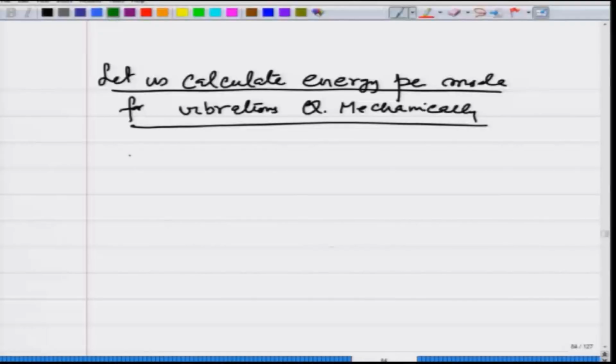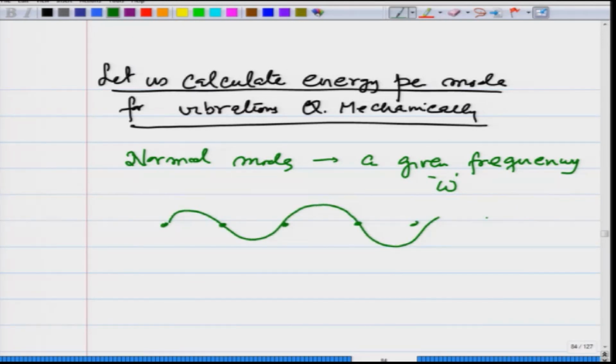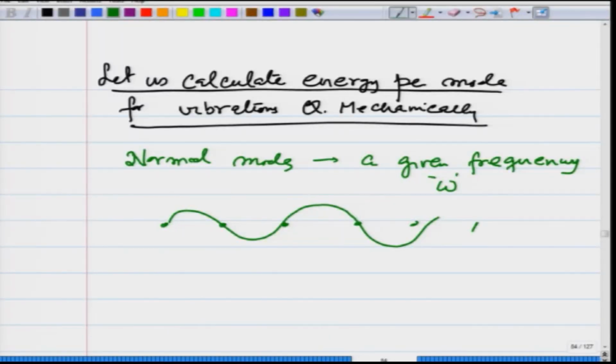So, how do we treat these modes quantum mechanically? Remember, these are normal modes, and they have a given frequency omega. All these atoms together are vibrating with a given frequency, and this normal mode, as I have been saying earlier, is like a string on a guitar or a string instrument vibrating with a particular frequency.